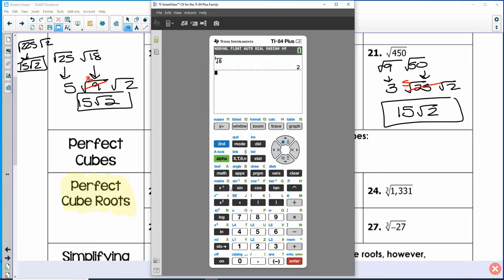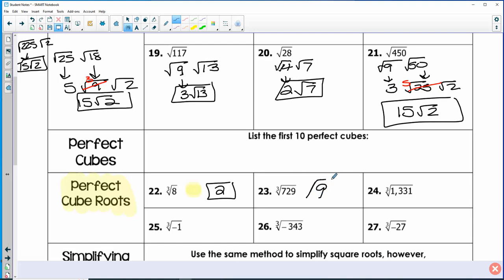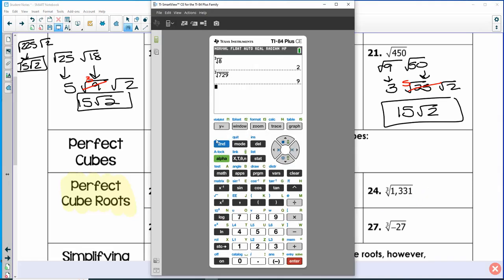So this next one, the cube root of 729. We have to go to math, the 4th one, and the cube root of 729 is 9. Did anyone not get that on your calculator? Make sure everybody's trying to plug these in. Cube root of 1,331. So math, cube root, 1,331, and get 11.